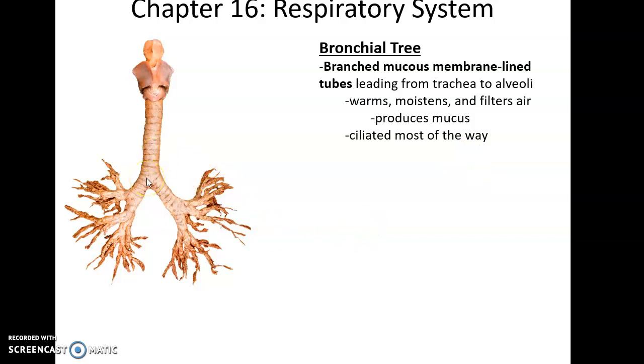Bronchial tree is also a mucous membrane structure made up of many tubes that branch and become smaller and smaller and smaller until they eventually reach the alveoli. Bronchial tree also, because it's lined with mucous membrane, helps to warm, moisten, and filter air. And the cilia in most of the bronchial tree help to move the mucus up to the trachea, then up toward the larynx.